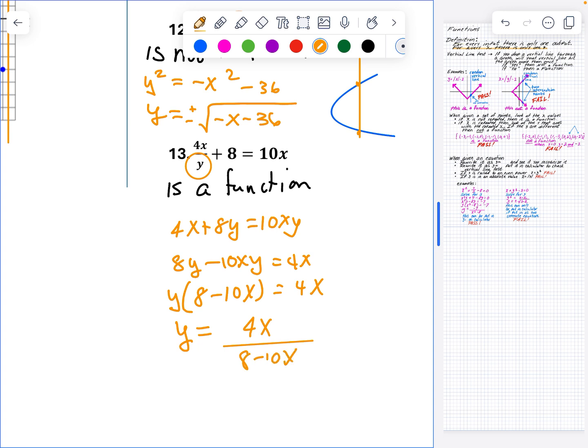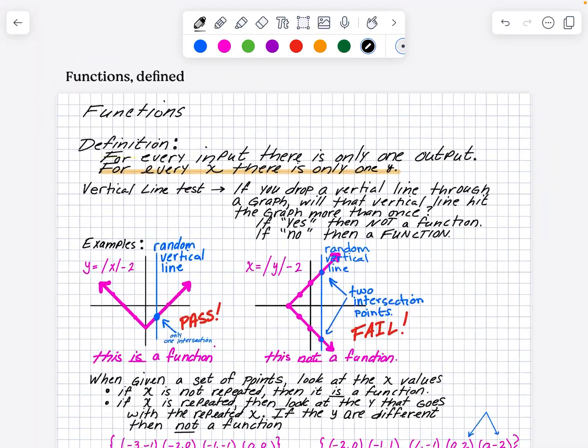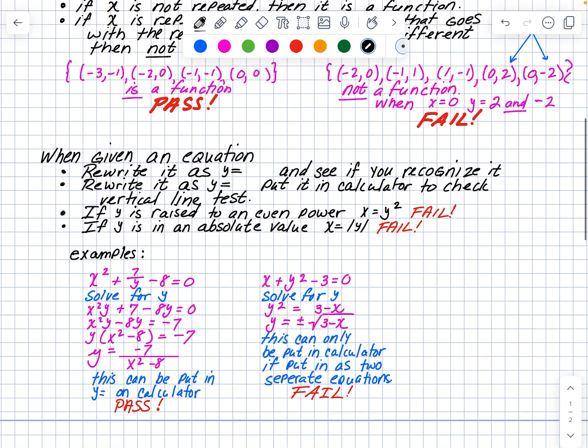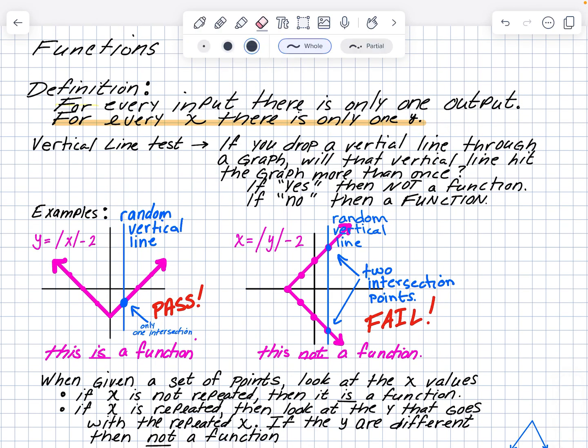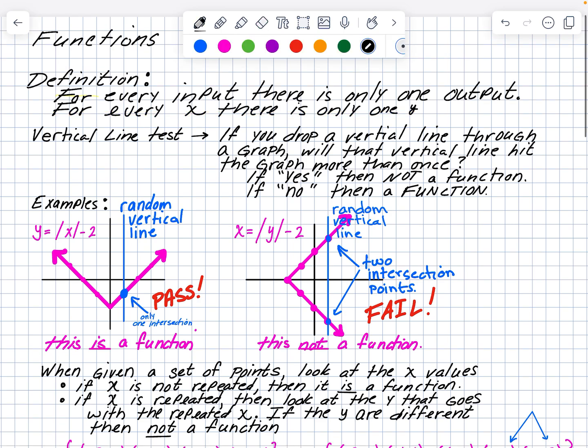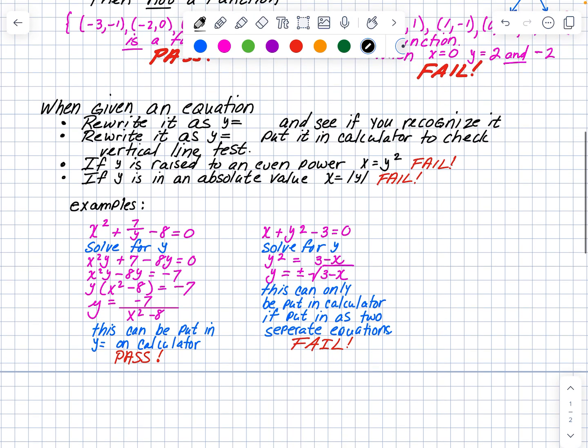And when you graph this, I'm not really sure exactly what this graph would look like, but the graph would look like this. And it would pass the vertical line test. So that is a function. Over here in the notes, it defines all of this information for you. It tells you how to do it if it's a picture. It tells you how to do it if it is a set of points. And it tells you how to do it if it is an equation.